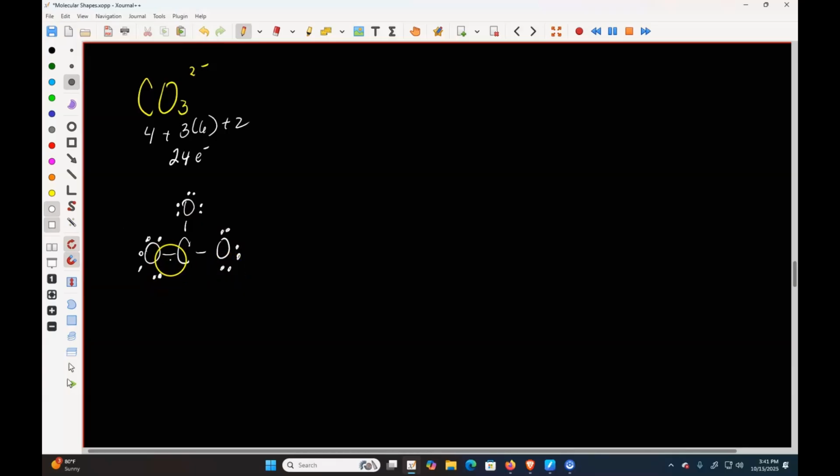Okay, so counting the electrons, there are 2, 4, 6, 8, 10, 12, 14, 16, 18, 20, 22, 24. But we said earlier that we need to take these two electrons and move them down here. So we're going to remove those two electrons. Okay, so I have 1, 2, 3 bonding sites. So it's AX3E0. For AX3E0, I would have a trigonal planar.